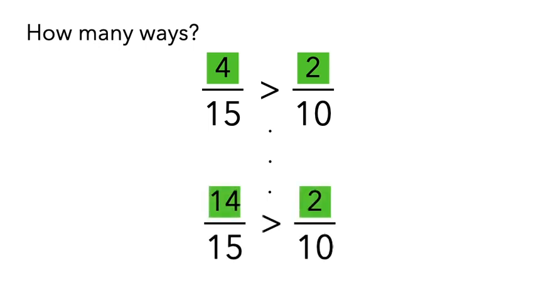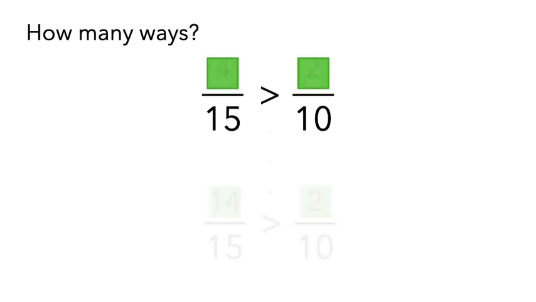Again, we could increase the numerator. We could have 5 and 2, 6 and 2, 7 and 2, all the way up to 14 and 2, and that would give us a second set of results.